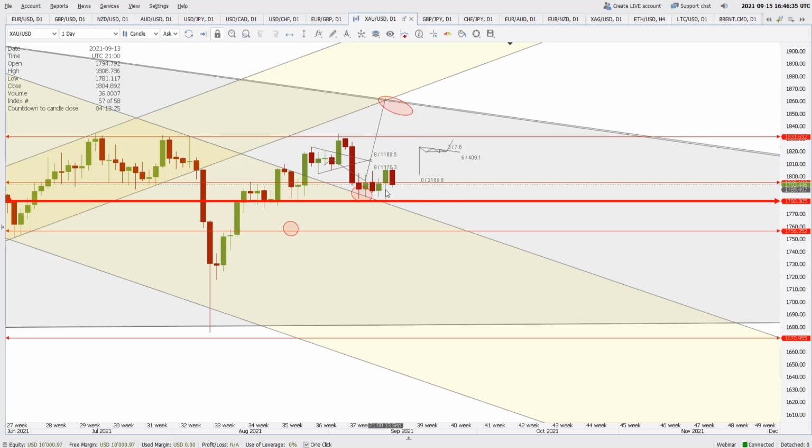But if we see a closing below 1779, then 1756 will be exposed in this market, and if we see a closing below 1756, then 1670, and otherwise this triangle's low will be exposed at around 1680 levels. So there is a chance of almost $100 loss if we see a close below 1779.